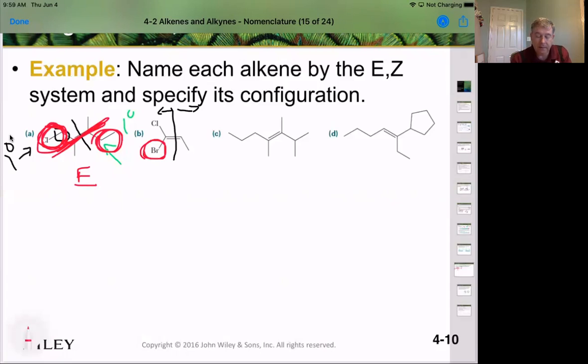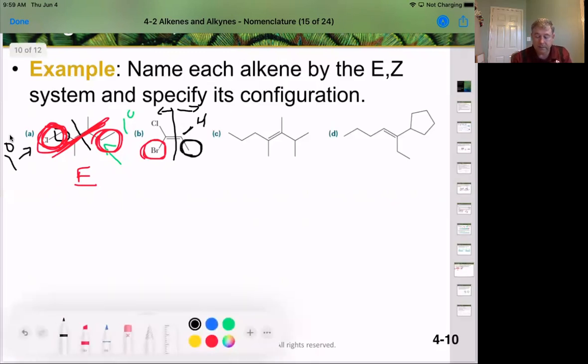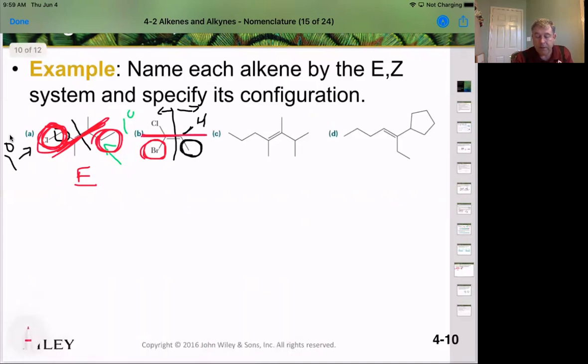On the other side, we have this. If it's not written, we understand it to be a hydrogen. Hydrogen is lowest priority, carbon is our highest priority. That means that's our highest priority on this compound. So when we draw our line through the double bond here, we have both groups on the same side of that double bond. Therefore, this is the Z isomer, okay?